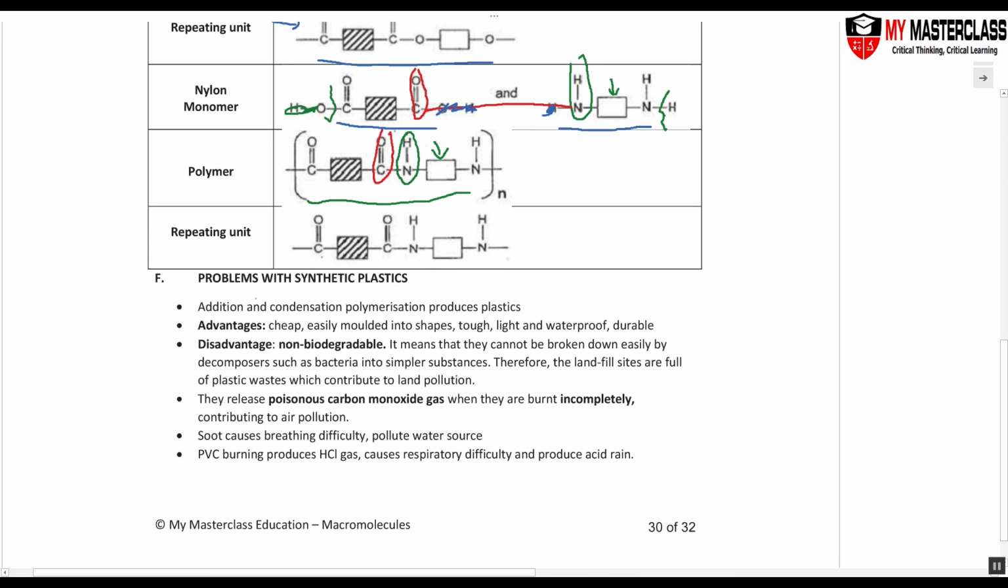Problems with synthetic plastic. Addition polymerization and condensation polymerization produce cloth and plastic. Advantages: they are cheap, easy to mold into shape, tough, waterproof, durable, etc. The main disadvantage is that it is non-biodegradable, so it cannot be broken down into simpler substances. Millions of years later, it will still be around on Earth. So this leads to land pollution. And if you try to burn it, it will produce poisonous gas, carbon monoxide, and soot, causing haze, etc. PVC, if you burn it, will also produce HCl. This is your chloroethene, polychloroethene. It will produce HCl and cause all these problems.